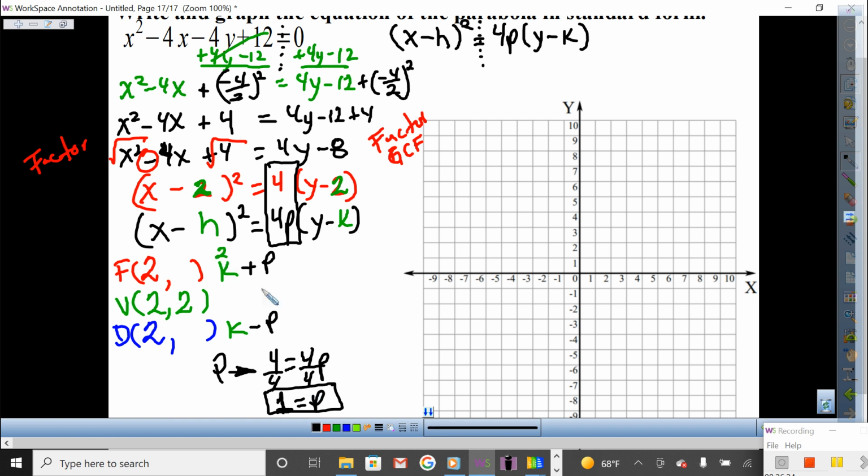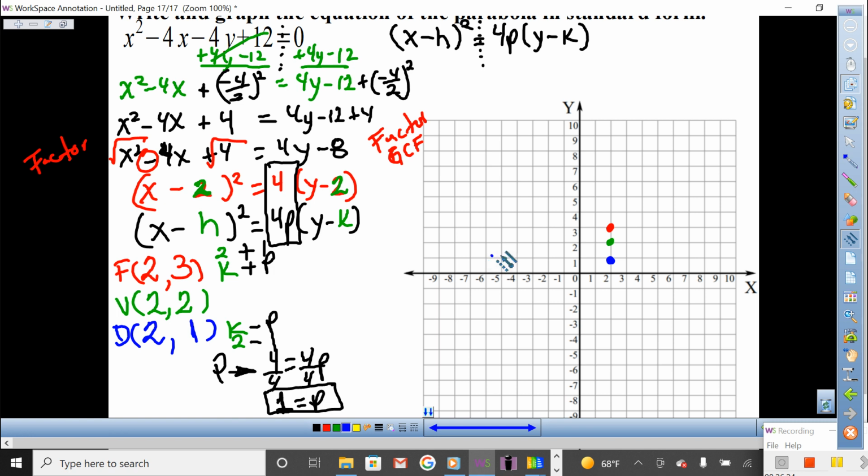Let's see if it works. This is 2 plus p, which is what? 1. What is 2 plus 1? 3. Yes? How about this one? Again, 2 minus, what was p? 1. So what is 2 minus 1? 1. All right, let's plot those points. 2, 3. 2, 2 for the vertex. And 2, 1 for the directrix. And there should be a line going straight through the directrix point. There it is.